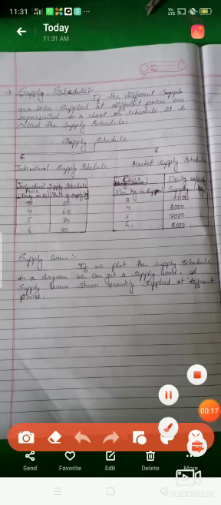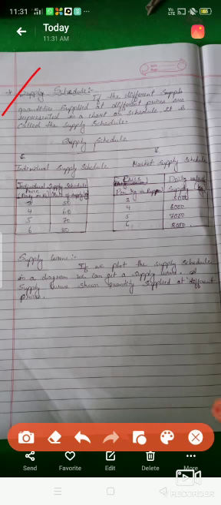Okay students, so now our demand is almost over, so we are in supply. We are in the topic supply. So let us understand what is supply curve, what is supply schedule. So the next is supply schedule.